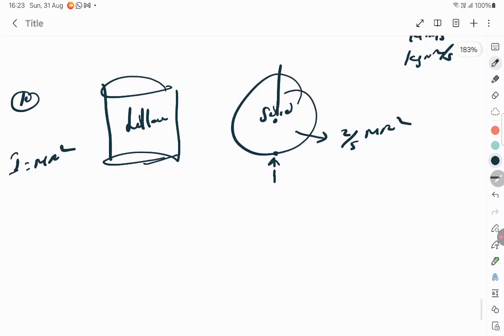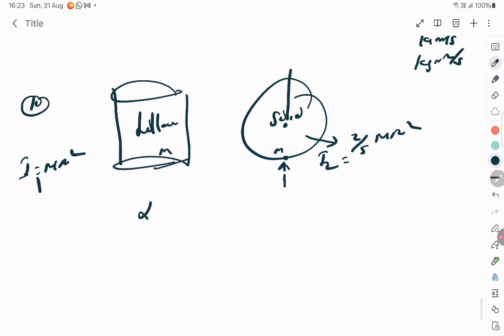So these two formulas you already know. Both of them are subjected to the same torque. They are of the same mass, the same radius, and the same torque. Which of the two will acquire a greater angular speed after a given time? I1 is equal to m1 r1 square, I2 is equal to 2 by 5 of mr square, and mass and radius are the same. So they're asking which one will acquire greater velocity.